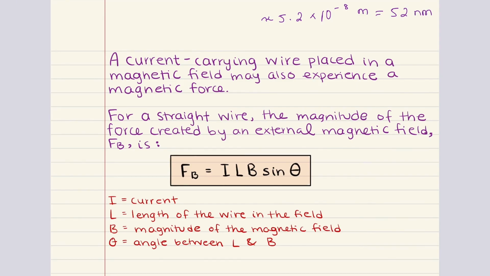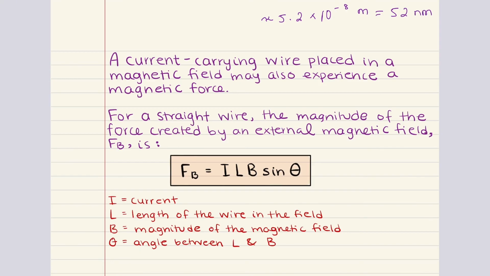When a wire carrying an electric current is placed in a magnetic field, the wire experiences a force from the field. This force depends on the current in the wire, the length of the wire in the field, and the orientation of the wire with respect to the magnetic field.